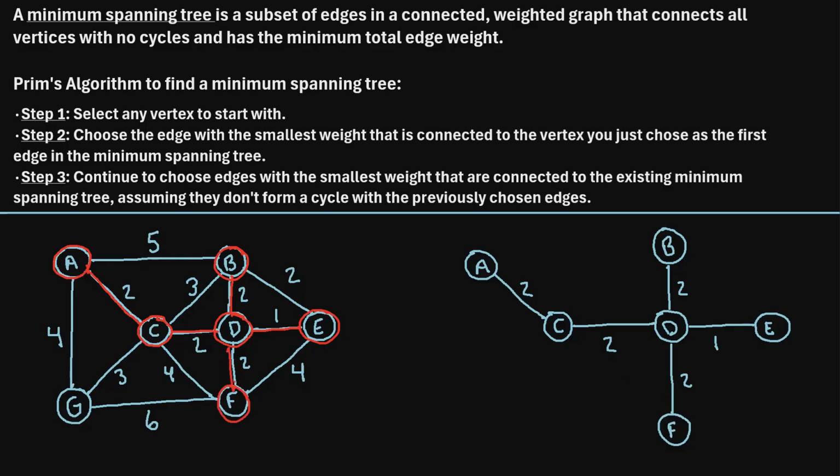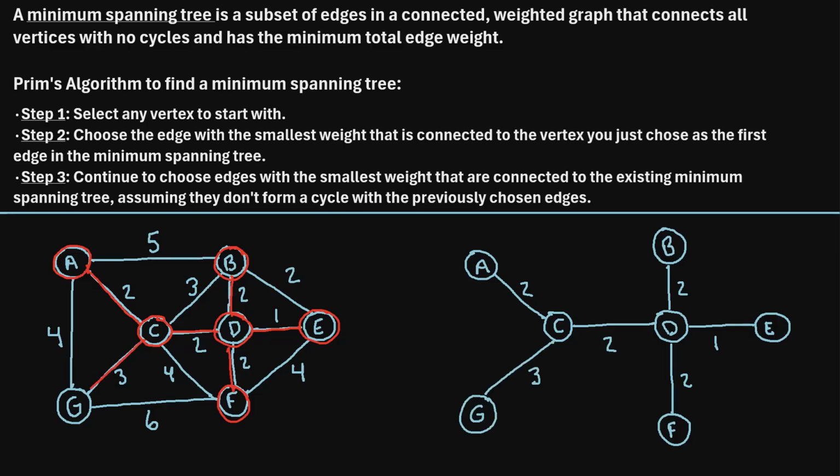Now, what's the next smallest edge that we could add to our minimum spanning tree? Well, there's an edge right here with a weight of 3 and an edge right here with a weight of 3. But if we chose this edge right here, this would form a cycle between these 3 vertices, which is not allowed. So we can't choose that edge. So that means we must choose this edge right here to add to our tree. So let's go ahead and do that.